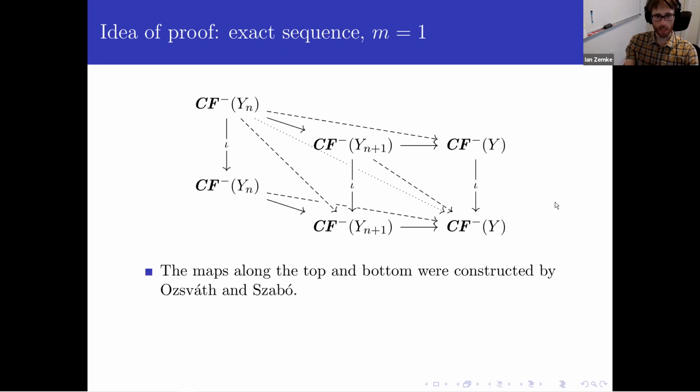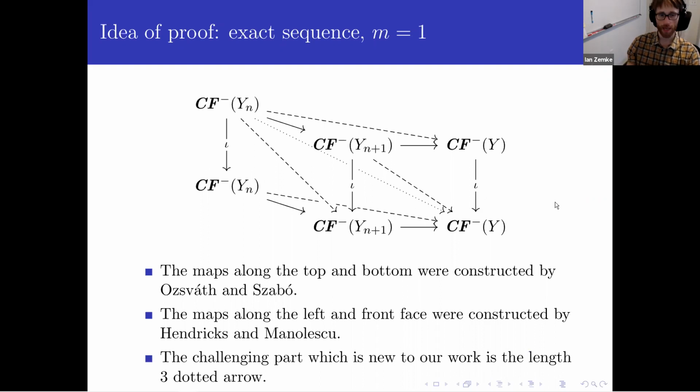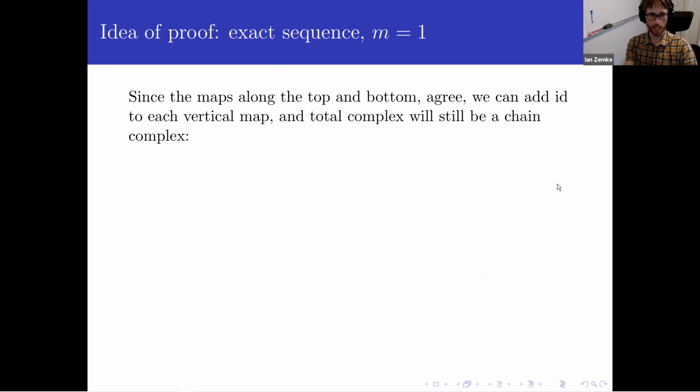Yeah, the maps along the top and bottom are Ozsváth and Szabó's maps. And the front and left faces were basically constructed by Hendricks and Manolescu. The challenging map, which doesn't follow from any of these constructions, is this long length 3 map. If you wanted this to be a proper map, you would need a length 3 map that goes from the top left to the bottom right.